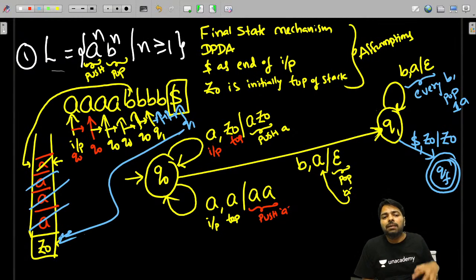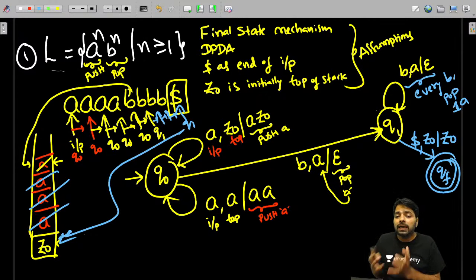And in the next session I'm going to start from here: how to design a DPDA, why we call this DPDA, and how I can understand that this machine accepts only a power n b power n.